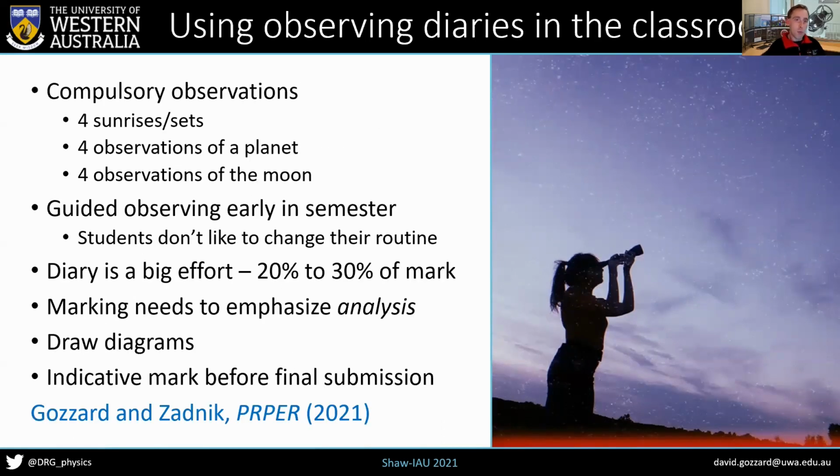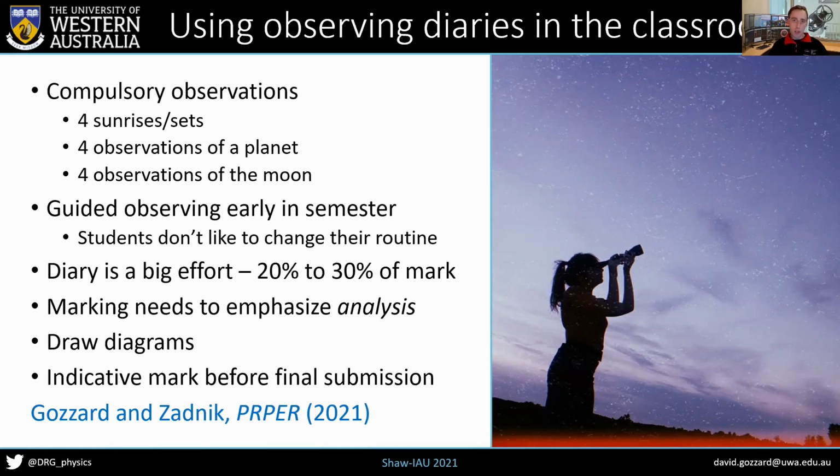So based on our own work and based on other literature and research into the use of observing diaries, we have some recommendations for how to optimally implement an observing diary in your teaching. Set compulsory observations, and we recommend 4 observations of the time and position of 4 sunrises or sunsets, 4 observations of a planet moving against the background stars, and 4 consecutive daily observations of the phases of the moon.